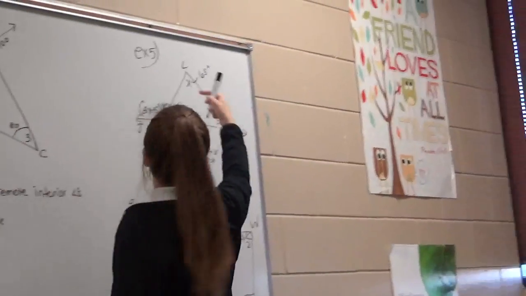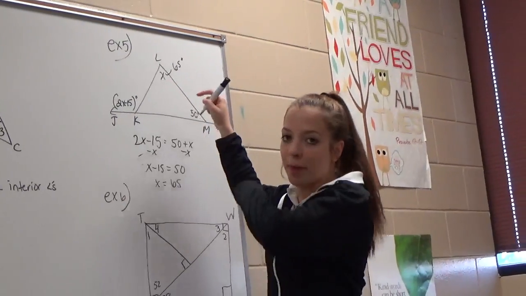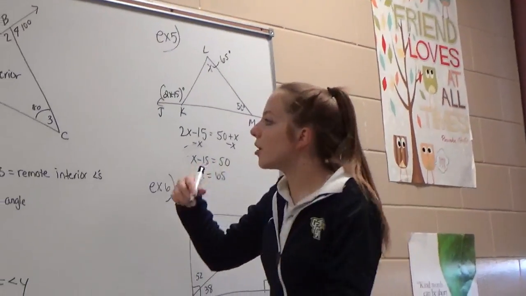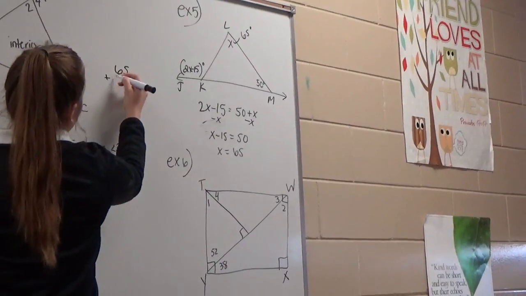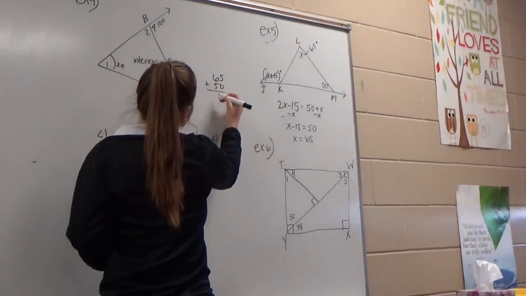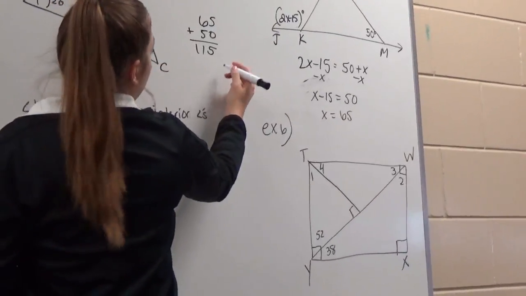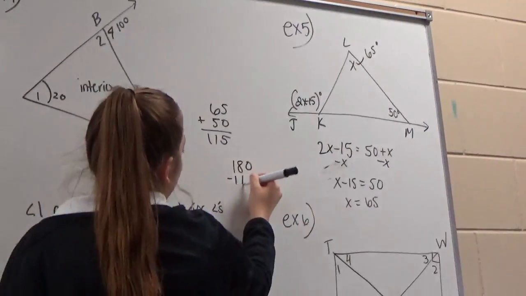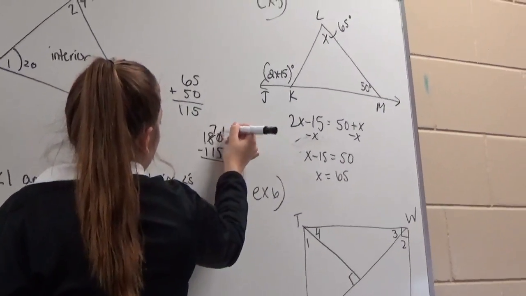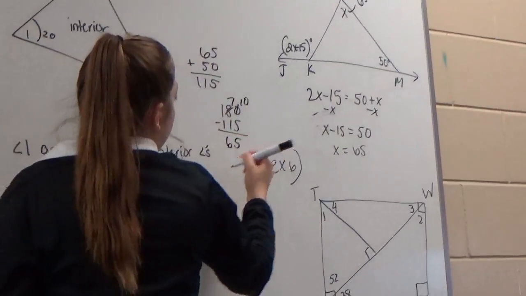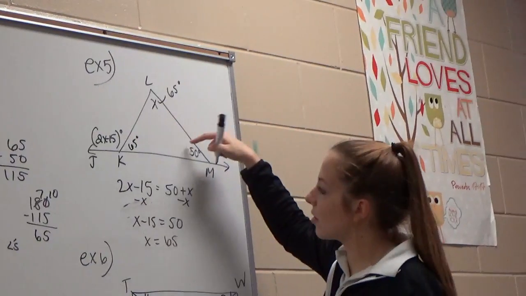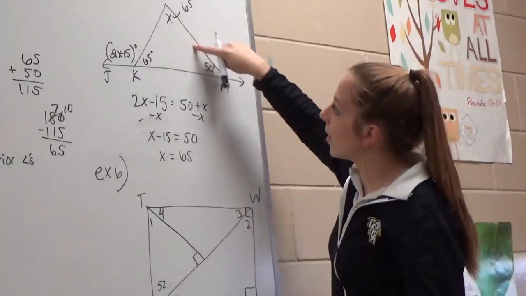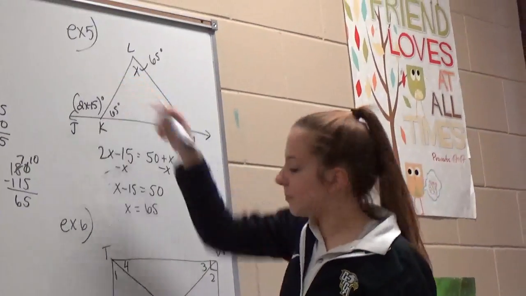So now we know that this is 65 and this is 50, and going back to one of our first examples, you know that 3 angles equal 180, so 65 plus 50 is 115. So 180 minus 115 is 65. Okay, so those are your 3 angles. Those are interior, and that's exterior.